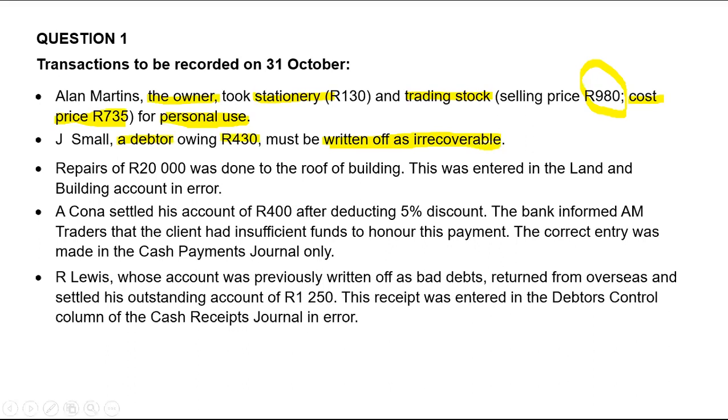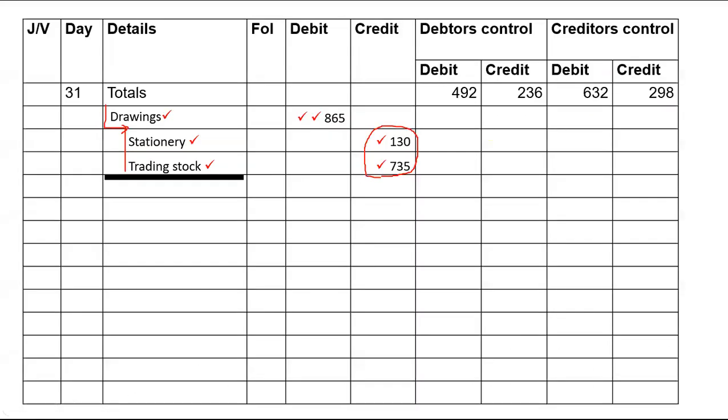Before I get to this one, I just want to say something before I forget. So in the first transaction, the owner took stationery and trading stock, right? We debited drawings, we credited stationery, and we credited trading stock at cost price. What will happen if the owner decides to return those items? We simply reverse the entries.